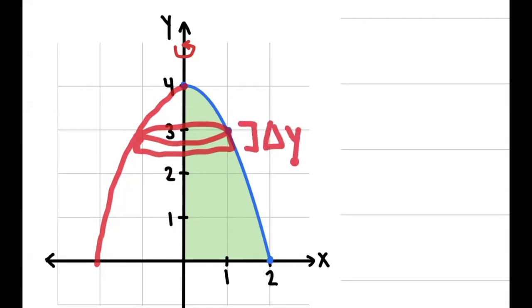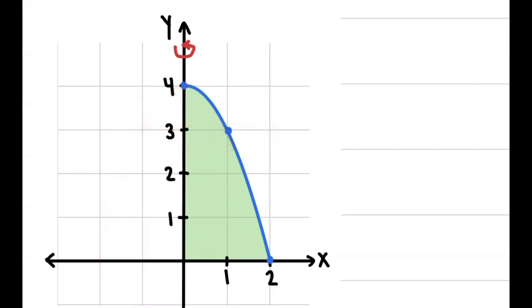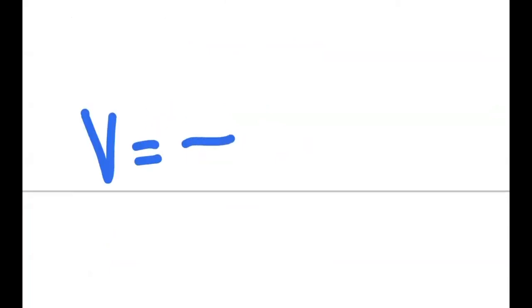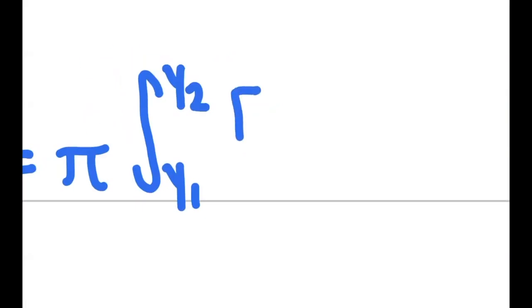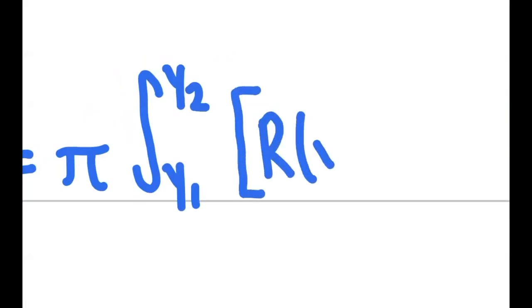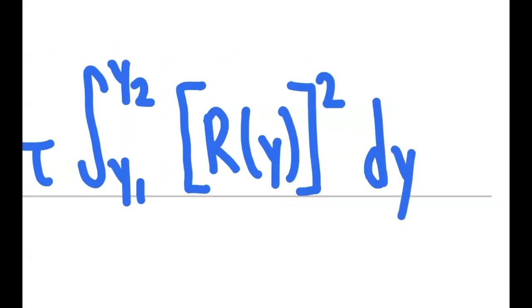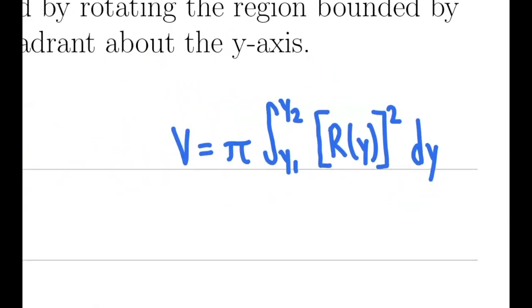The thickness of each slice is not delta x anymore. It's now delta y. And the radius is now r of y instead of r of x. So everything's going to become in terms of y now. So the integral is going to look like this. V equals pi, and instead of x1 to x2, now it's y1 to y2. And instead of r of x squared, it's now r of y squared. And instead of dx, of course, it's going to be dy. So this is what we have to use now.